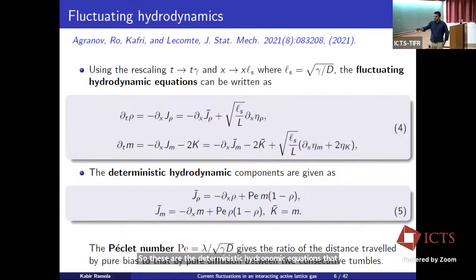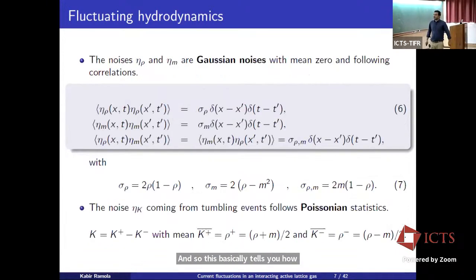And the Peclet number is a very important quantity in active particle systems, which is the bias divided by the flipping rate and the diffusion constant, square root of that, to make it a non-dimensional number. Heuristically, it gives you the ratio of the distance traveled by pure bias versus pure diffusion between two consecutive tumbles. And so this basically tells you how much activity you have in the system. So once you've written down these fluctuating hydrodynamic equations, you want to know.